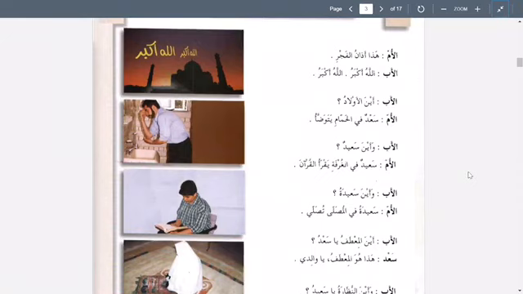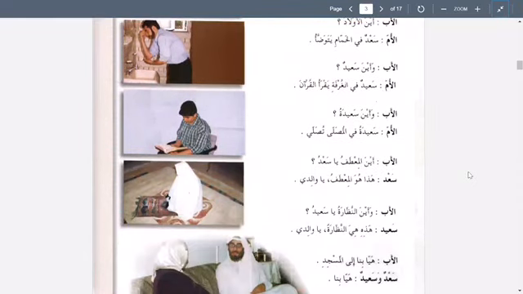And then he asks, Aina al-mi'taf ya Sa'd? Where's the coat? He wants a coat. Where's the coat, Sa'd? He's talking directly to his son Sa'd. And Sa'd answers, Hadha huwa al-mi'taf ya waladi. This is the coat, oh my father.